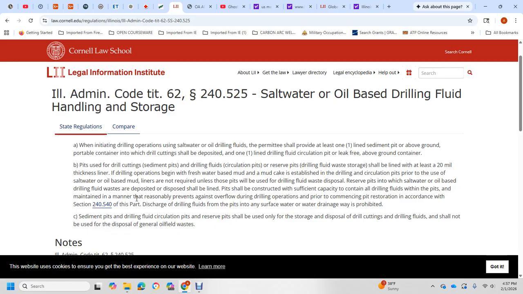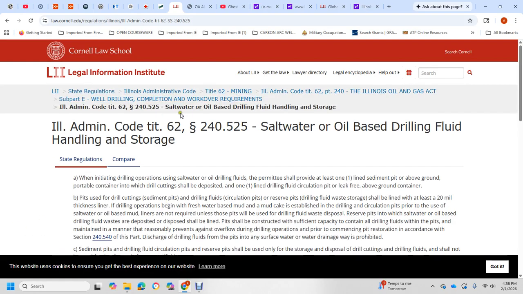Pits should be constructed with sufficient capacity to contain all the drilling fluids, and maintained in a manner that reasonably prevents overflow during drilling operation, prior to commencement of pit restoration in accordance with section 245.40 of this part. Discharge of drilling fluids from pits to any surface water or waterway is prohibited. The sediment pits and drilling fluid circulation pits should be used only for storage of drilling cuttings and drilling fluid, and shall not be used for disposal of generated oil field waste.